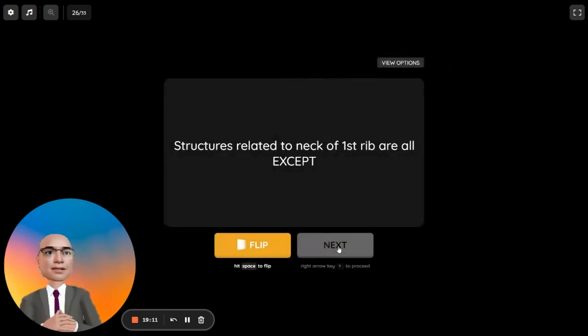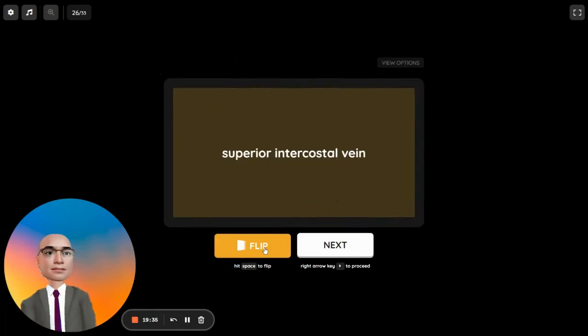Structures related to the neck of first rib are all except. We know the structures. The structures are sympathetic chain, then we have first posterior intercostal vein, superior intercostal artery, and T1, first thoracic nerve. So superior intercostal vein is not an option. First posterior intercostal vein is the correct option. So we have to exclude the superior intercostal vein.